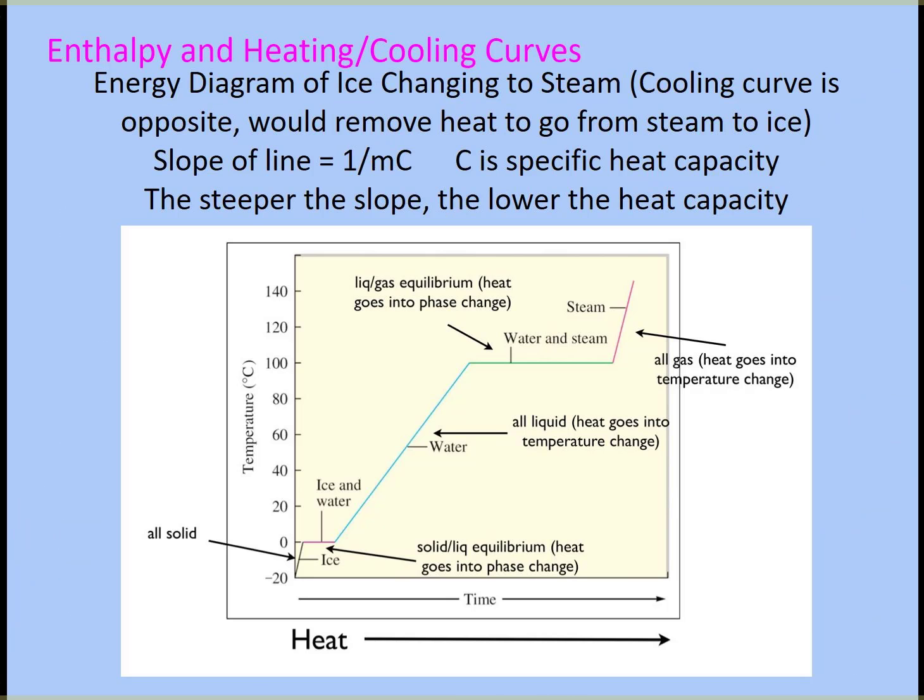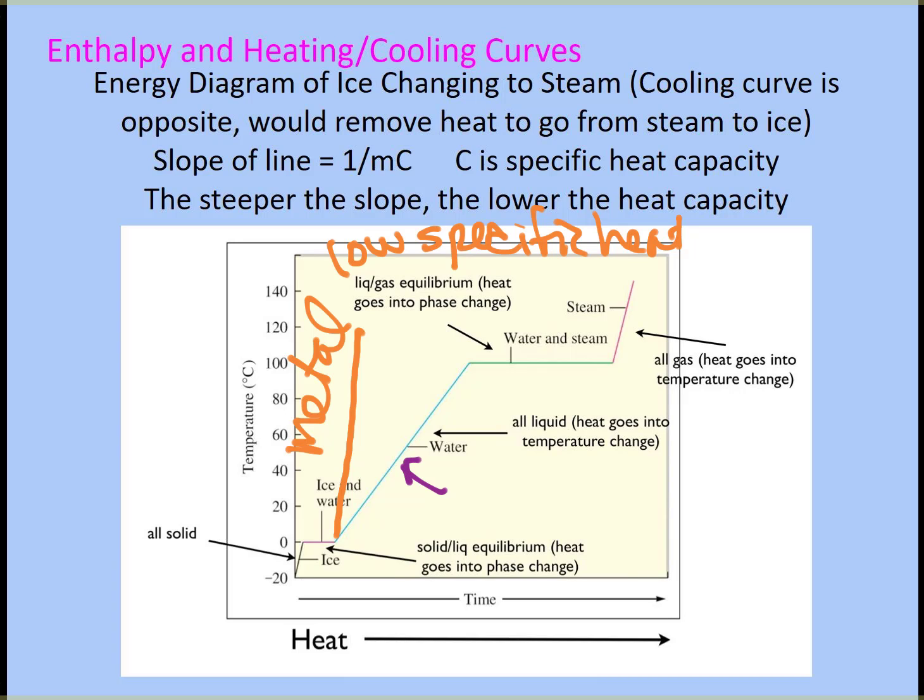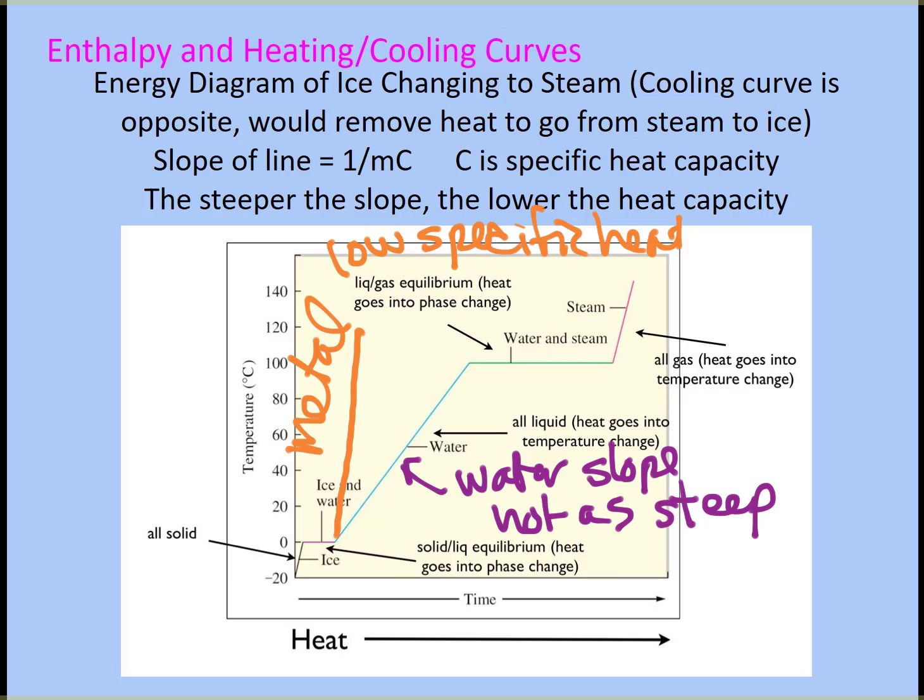On these heating and cooling curves, the slope of the line lets you know how high the specific heat capacity is, and it's an inverse relationship. So if I have a really, really steep line like this, that's usually some sort of metal because they have a low specific heat. And you can see over here, water has a very high specific heat, so the slope is a little bit more mild. So the water slope is not as steep as, say, a metal would be.